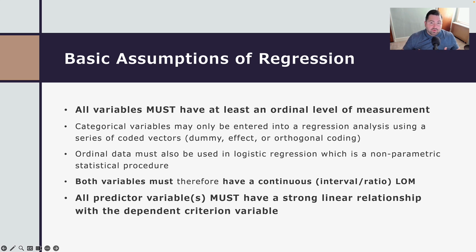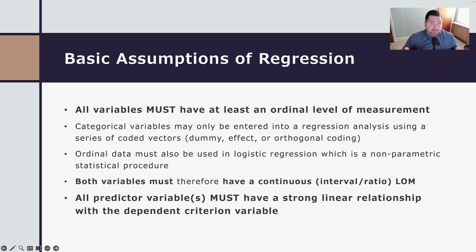But when we do so, we have to code it using an organized system, such as a coding scheme using dummy coding or orthogonal coding. The third thing that we need to think about is that if we do have ordinal level data and the y variable, the criterion variable, is categorical, well, then we need to use a completely different set of procedures that's beyond the scope of this class, really, and is beyond the scope of this lecture.